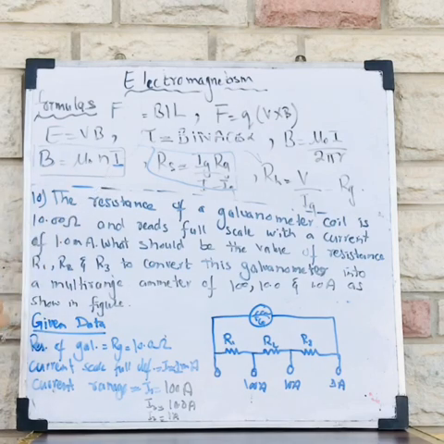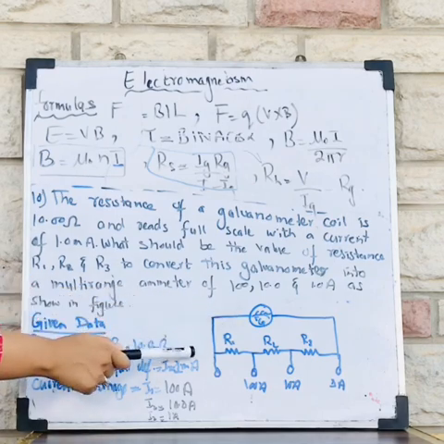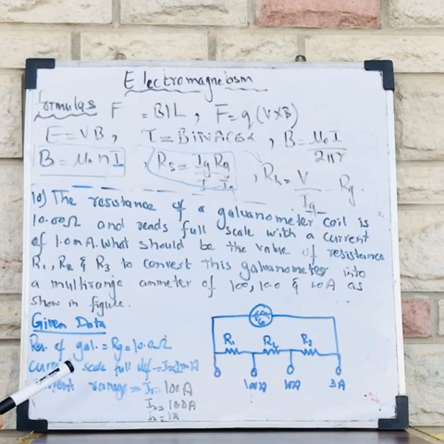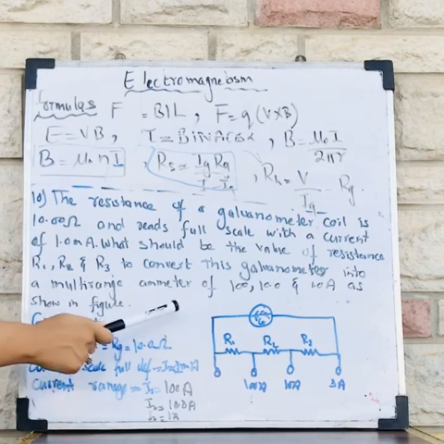The resistance of a galvanometer coil is 10.00 ohms and it reads full scale with a current of 1.0 milliampere. What should be the values of resistances R1, R2 and R3 to convert this galvanometer into a multi-range ammeter of 100, 10.0 and 1.0 ampere, as shown in the figure.